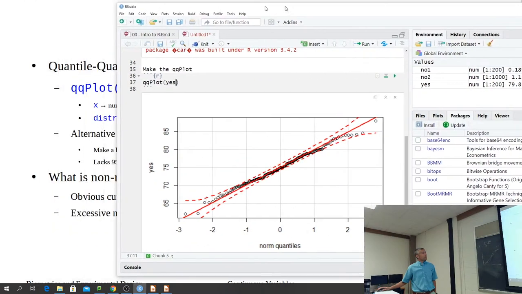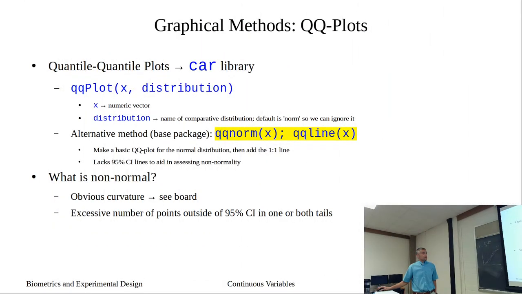All right? So, what is non-normal here? Obvious curvature, and you'll see it. It is obviously curved. Our points are falling outside that confidence interval. And then the second thing is an excessive number of points outside of the 95% confidence interval in one or both tails. And the excessive number kind of depends on our total sample size. All right. And that's the best I can give you.